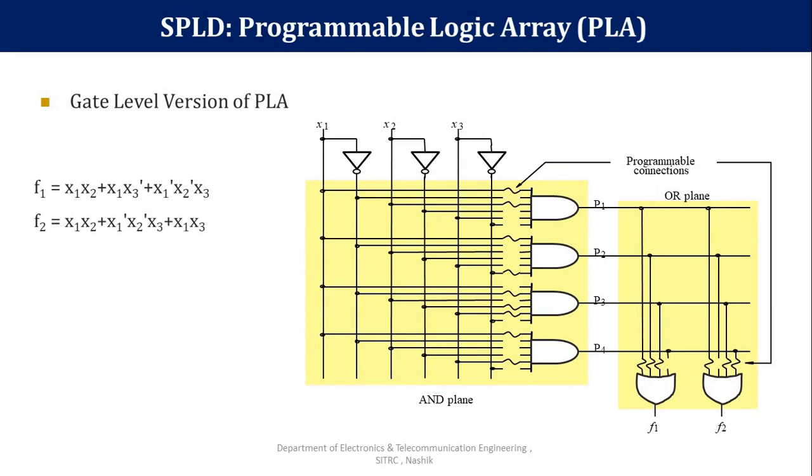Now let's see the internal structure of the programmable logic array, and how the process of implementing circuits in the SOP form takes place. Let's consider two functions f1 and f2. f1 is equal to x1 x2 plus x1 x3 bar plus x1 bar x2 bar x3. To implement this in the PLA, it consists of three inputs x1, x2, x3 and their inverted inputs x1 bar, x2 bar, x3 bar. These are generated by using inverters.